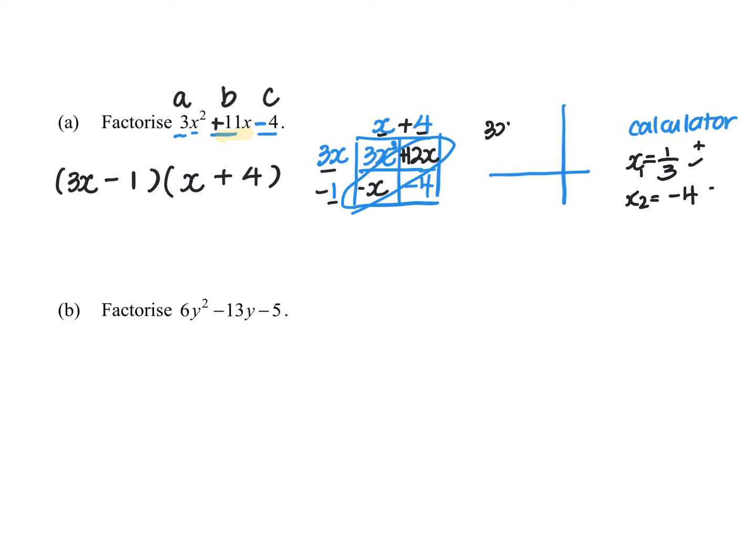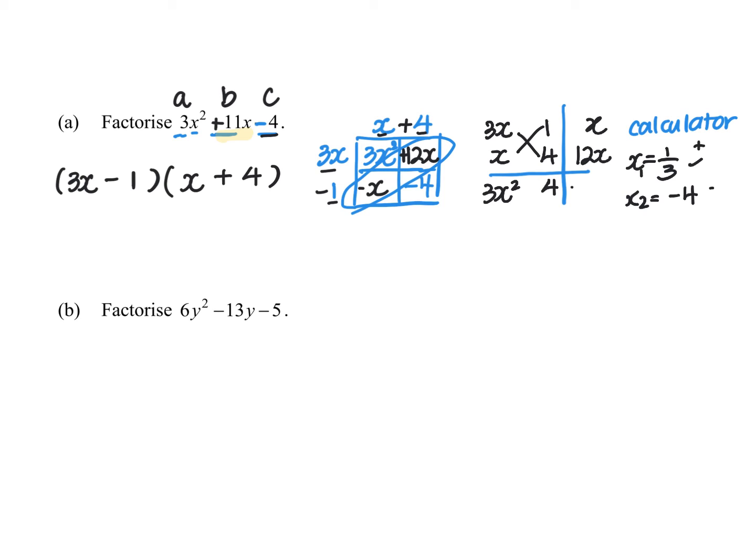This one will be 3x times x to give me 3x squared. I want the number 4 over here, the constant term. Usually I'll put in the sign last to check the sign. And I'm going to put 4 down here to be with x, so that I cross, I'll get 12x. And 1 times 4 is 4. So this one I cross over will get x.